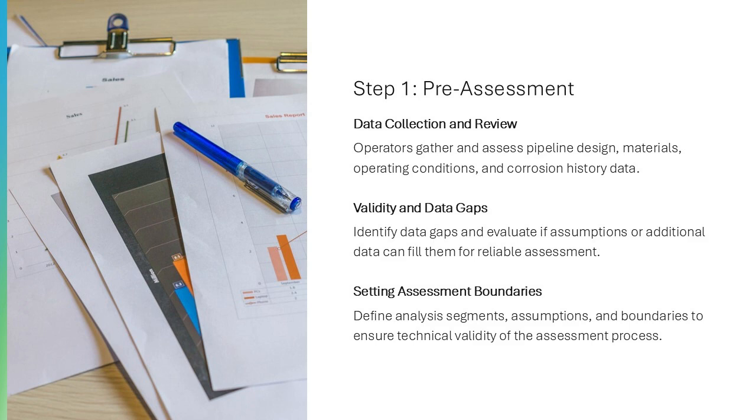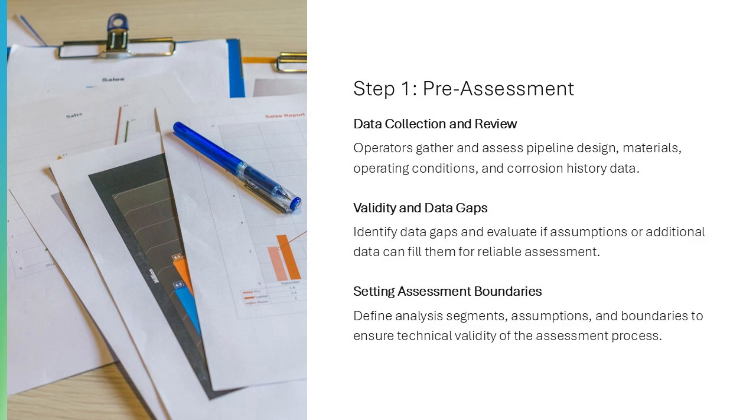The pre-assessment step is critical in determining whether DG-ICDA can be effectively applied to a given pipeline segment. During this phase, operators collect and review essential data related to pipeline design, construction materials, operating conditions, gas quality, and corrosion history. This includes information such as pipeline diameter, wall thickness, elevation profile, pressure and temperature ranges, dehydration performance, and historical upset events. The objective is to confirm that the pipeline is indeed normally dry and that internal corrosion is a credible but manageable threat.